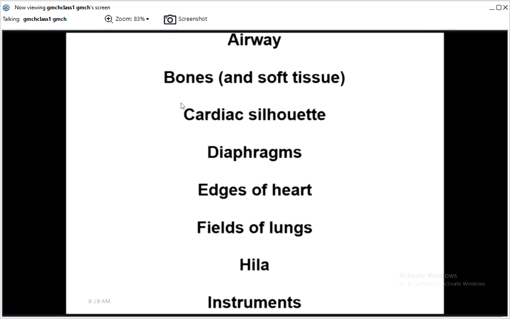So A stands for airway, B for bones and soft tissues, C for cardiac silhouette, D for diaphragms, E for edges of the heart, F for the fields of lungs, H for hila, and I for any instruments if you can visualize, like any tubes, Ryle's tube, endotracheal tube, chest tube in the X-ray film. Okay.